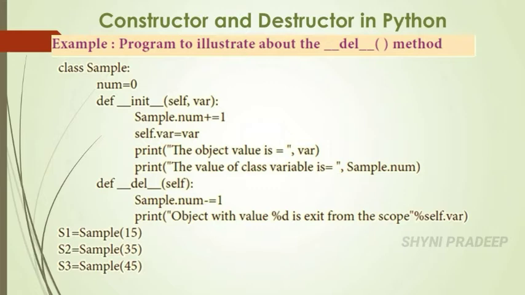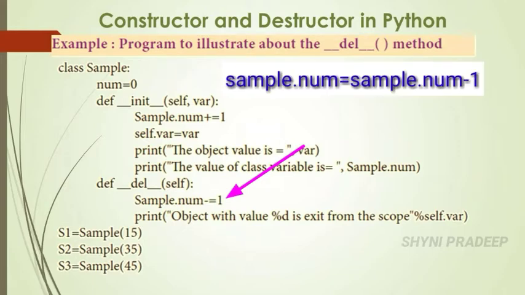See here, def is the keyword to define the __del__ function. It must begin and end with double underscore, and within the parenthesis the self argument is given. Next, sample.num -= 1, which means sample.num is equal to sample.num minus 1. You have to decrease one value. And the next print: object with value %d is exit from the scope, which means %self.variable. So when you are giving this __del__ function, this self.variable is deleted from the scope.